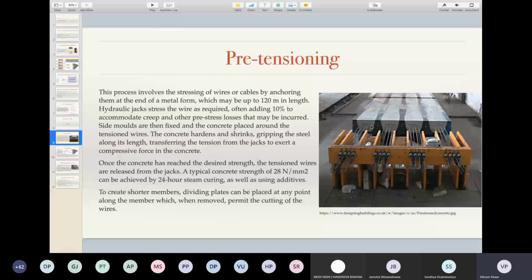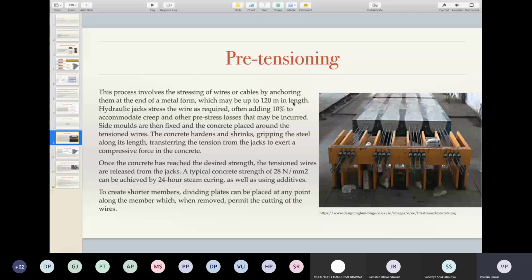Okay. Now, if you want to read, we can read a little so that the figures and the numbers are in place. So pre-tensioning involves the stressing of wires or cables by anchoring them at the end of a metal frame, which may be up to 120 meters in length. So which means that if I want to make 6 meter beams in a single go, I can have 120 meters divided by 6. So 20 units can be cast in one go.